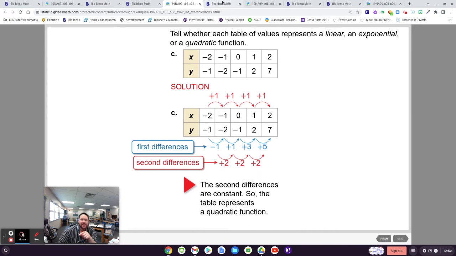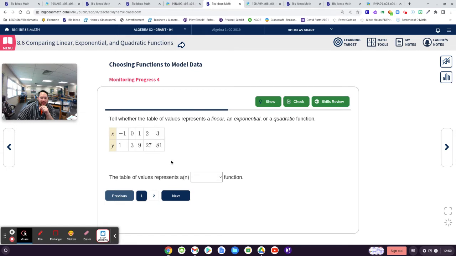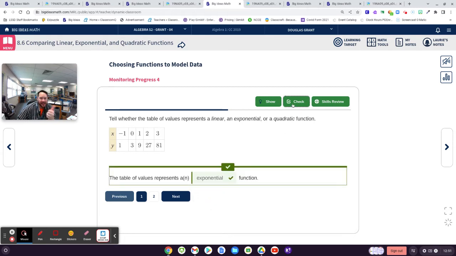All right, now that you've done great notes, I want you to determine if this right here is a linear, exponential, or quadratic function. Try to do this without graphing it, just from this table alone. All right, so hopefully you notice that as x increases by 1, y is multiplying by 3. Therefore, it is an exponential function. Let's double check. Yay, that's right.